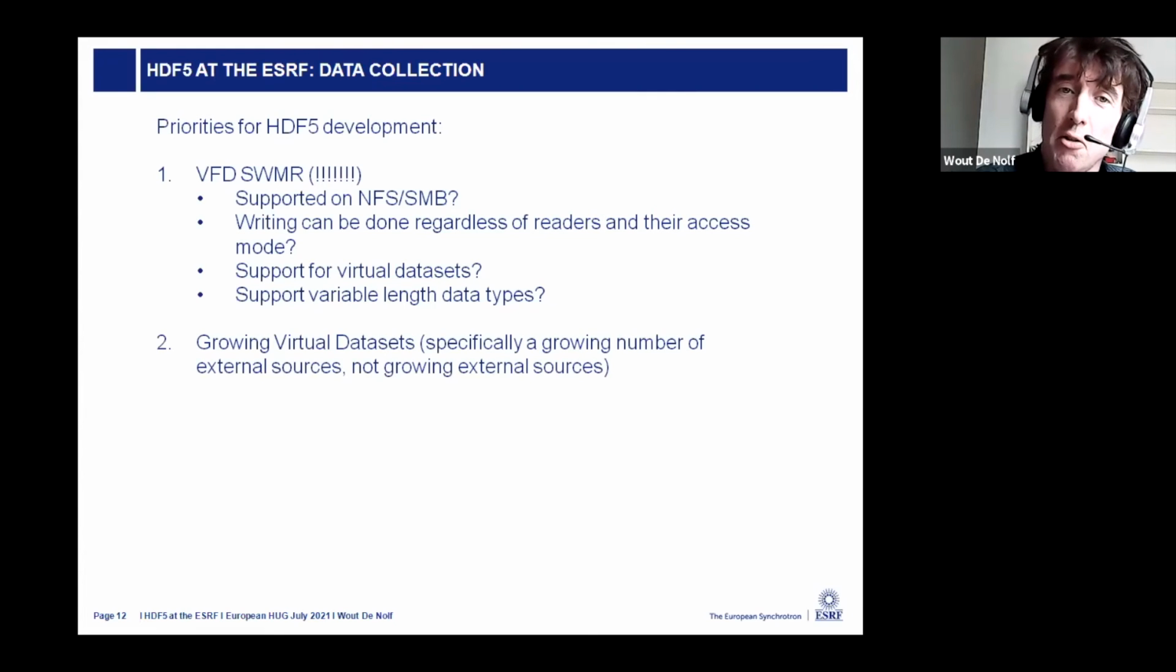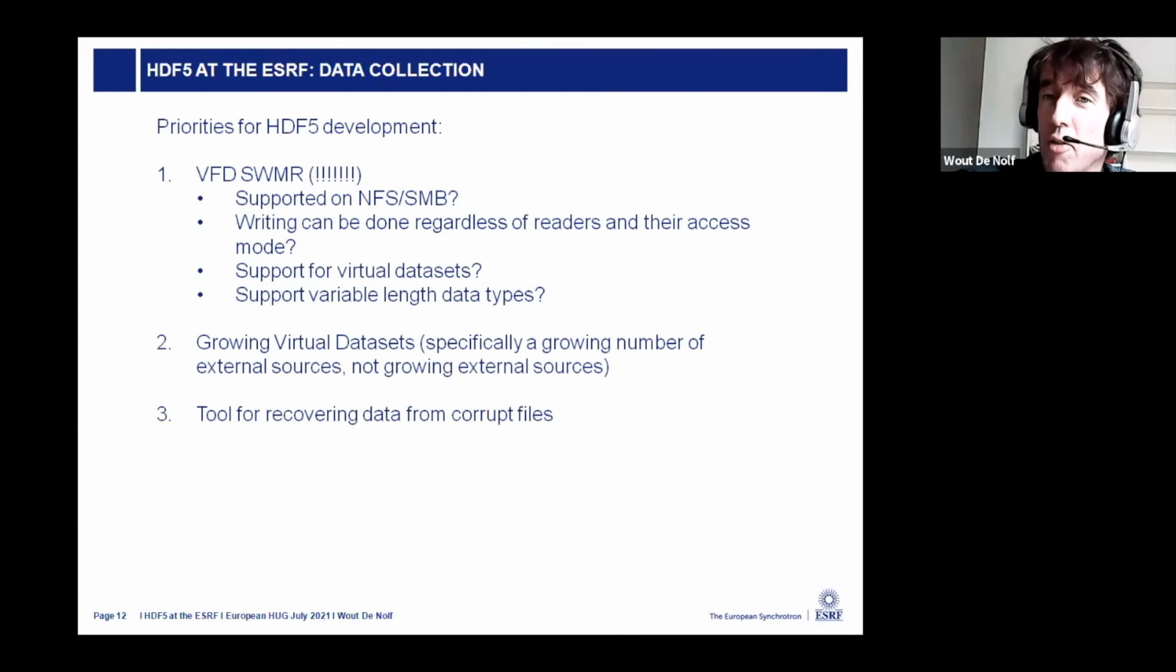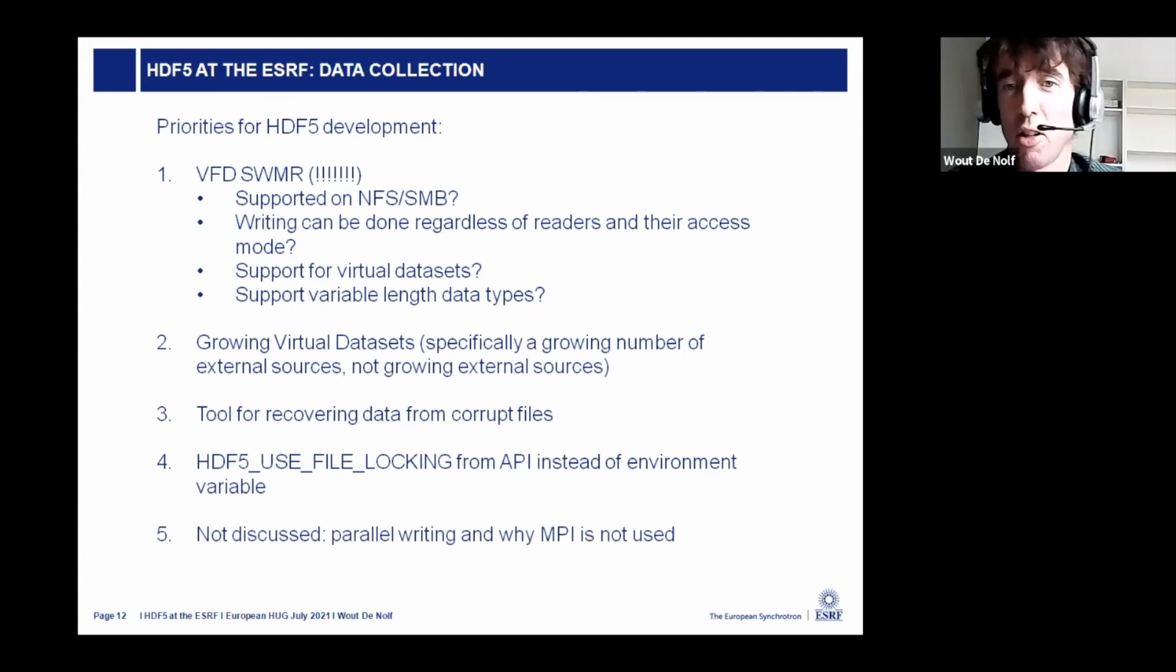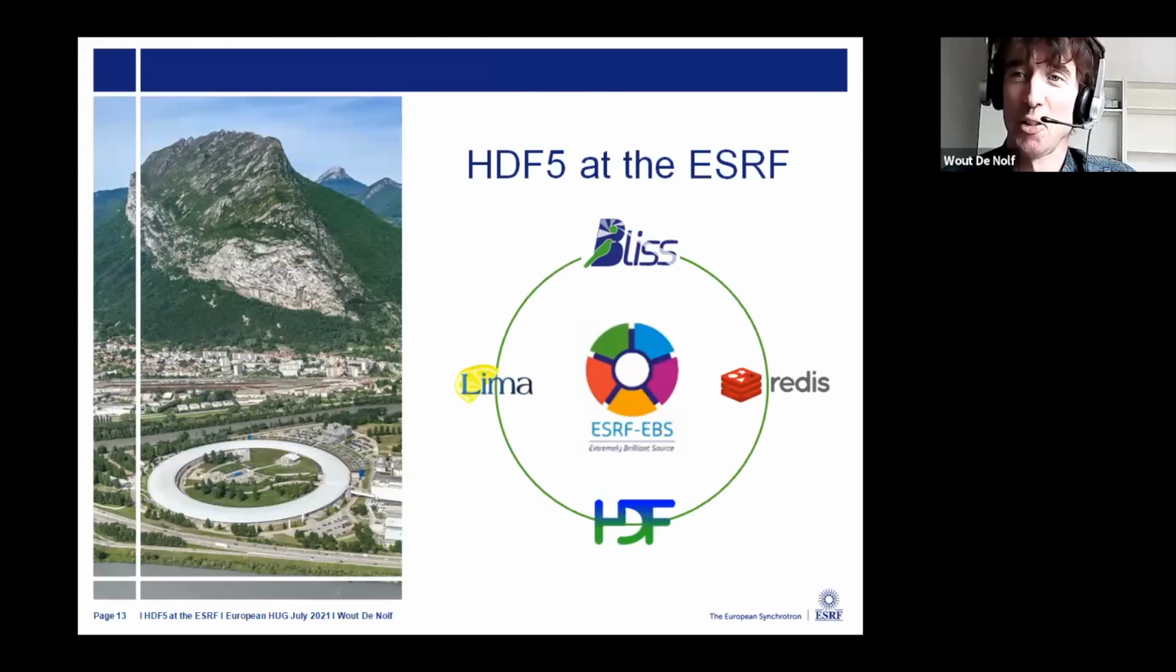Then the second is growing virtual data sets, so growing in terms of number of external sources, a tool to recover corrupt files, and a way to disable file locking through an API and not the environmental variable. So something that I have not discussed is parallel writing, why we don't use MPI, but of course I don't have the time for that as I anticipated. So with that, I'll conclude and open the session for questions or comments.